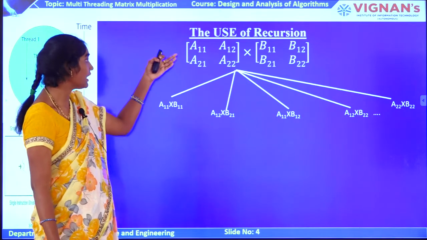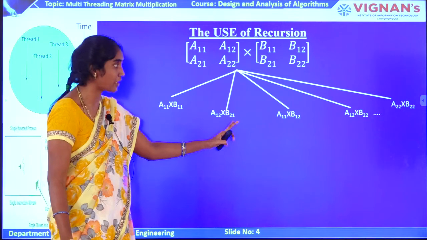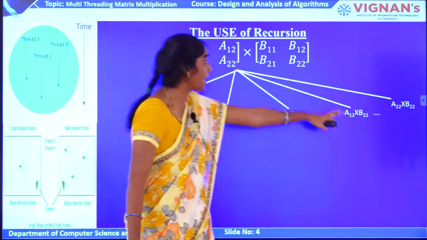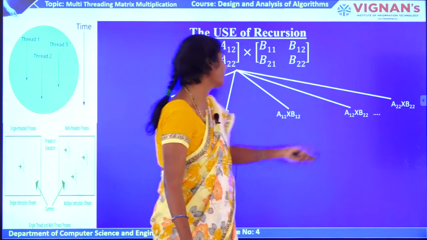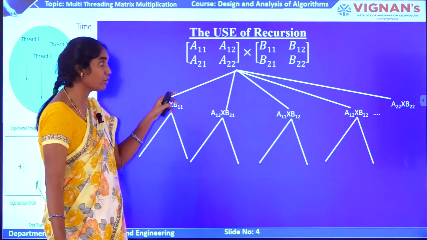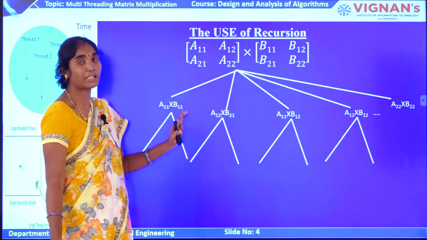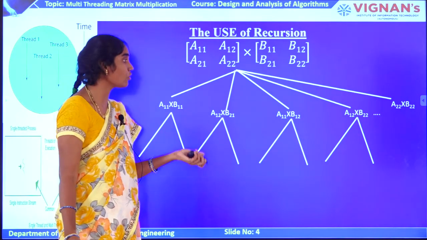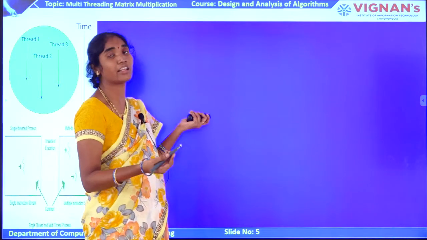So here A11 into B11 is one of the terms, A12 into B21 is one of the terms, right. Likewise I am having 8 terms, the last term is A22 into B22, right. Here each term I am going to divide into two terms, one is C and the other one is T. By taking those two terms, I'm rewriting the algorithm once again.